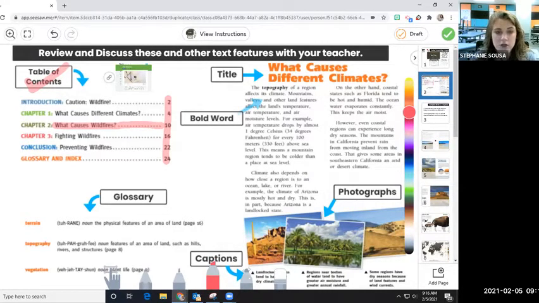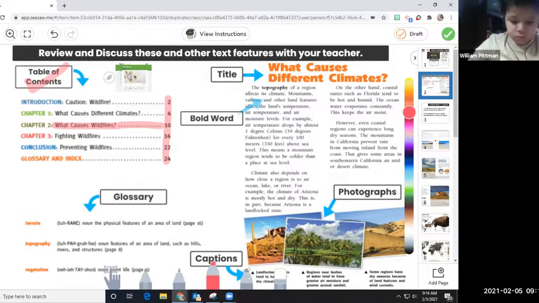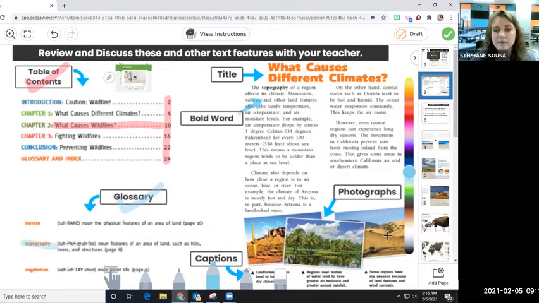William, what's a text feature you know and how do you use it? A glossary, and you use the glossary by finding meanings to the words you don't know. Excellent. So there are words oftentimes that are difficult to read, to understand, to know about because they're not words that you say every day. Like I actually don't think I've ever used the word topography. But if I want to know what it means, the author includes that in a glossary.